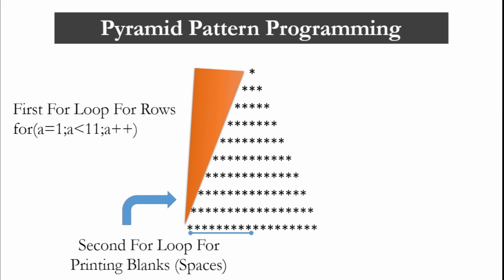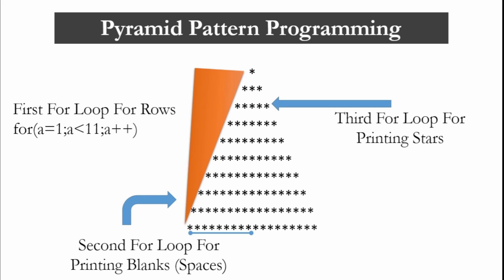The third, you can see from the bottom row, most of the white spaces are replaced by stars. So we need another for loop, the third for loop, to print the stars. All these loops are nested with each other. To find my nesting of for loop video, click the link above.